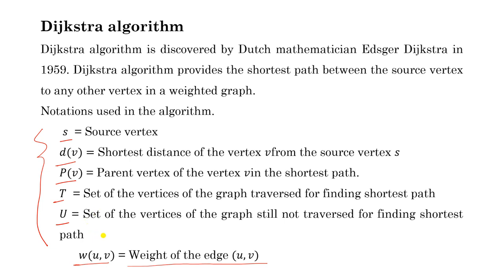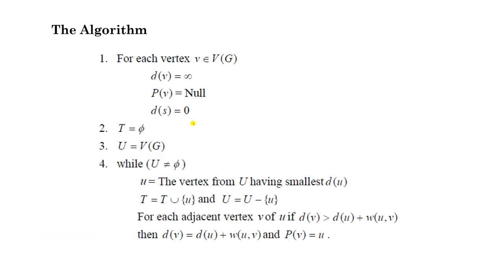Now let us move to the algorithm. For each vertex v of VG, dv equal to infinity. It means we are going to assign a very large number to the shortest distance of the vertex v. And pv equal to null, it means initially the parent of the vertex is not assigned. The null value is given to the parent of a vertex, and initially the shortest distance of the source vertex is 0.